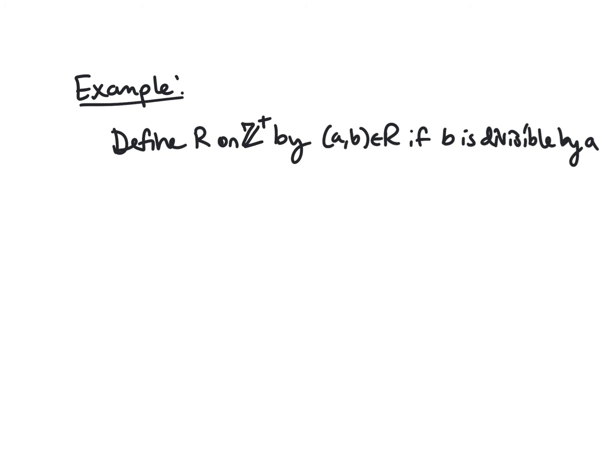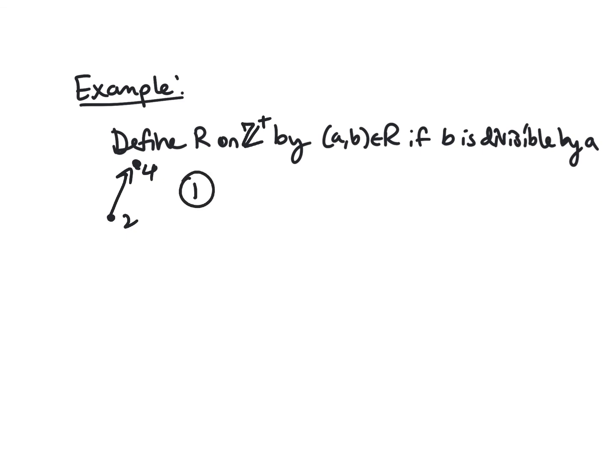All right, so we're going to finish up with one last example here, and then an exercise. So we're going to define a relation R on the positive integers by saying that there's an arrow from a to b if b is divisible by a, right? So like, there would be an arrow from 2 to 4 because 4 is divisible by 2, for instance, okay? Okay, so we want to check, is this a partial order?